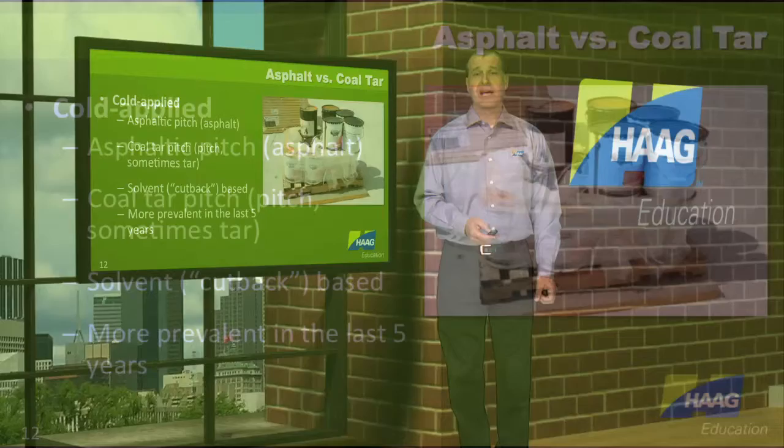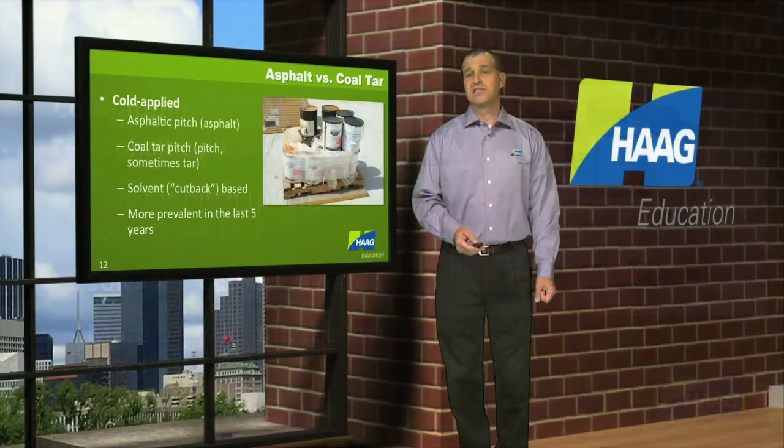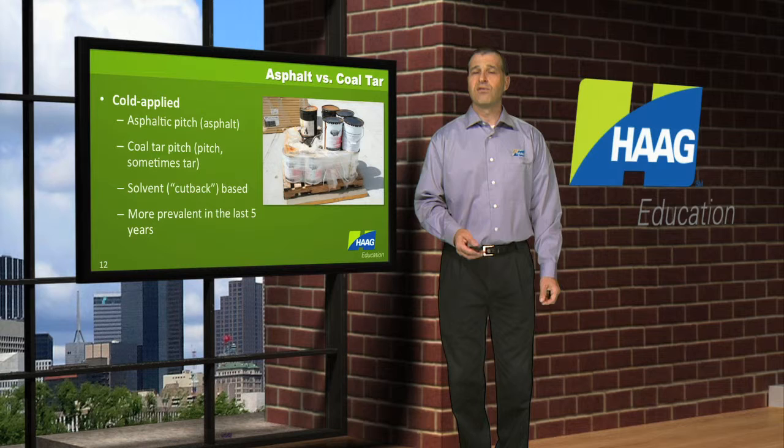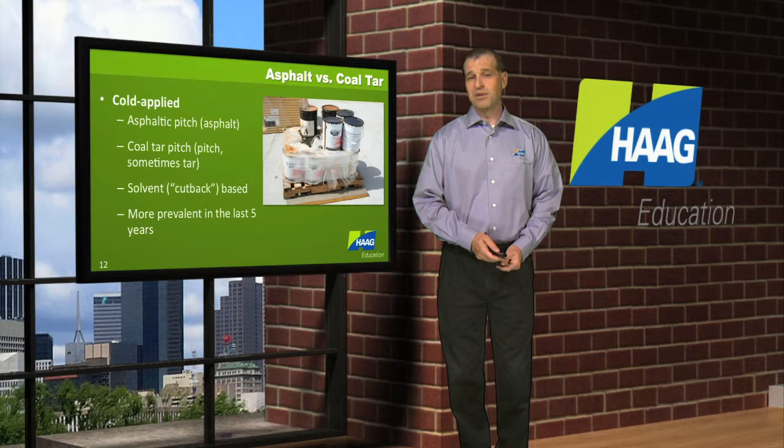In addition to hot applying asphalt or coal tar, there also are some cold applied options with either an asphalt pitch or coal tar. And this is done with solvents, also known as cutbacks, which get the material thin enough that it can be poured at room temperature levels without heating. This has been done more in the last 5 years or so. And part of the reason is just to deal with some of the odor issues, either for the workers or for people that are in the occupied buildings that are being re-roofed. A cold applied system does not have the odor associated with hot bitumen roofing.